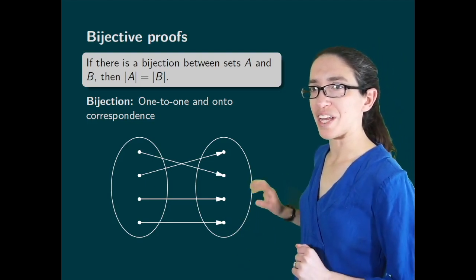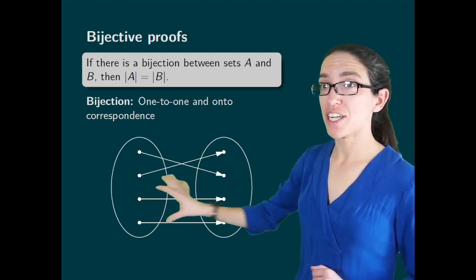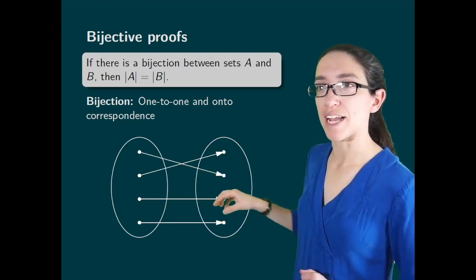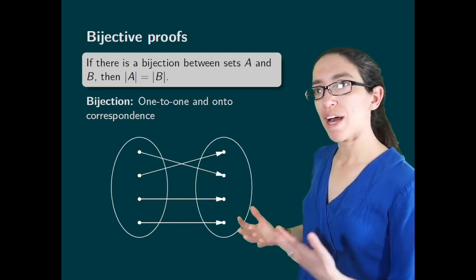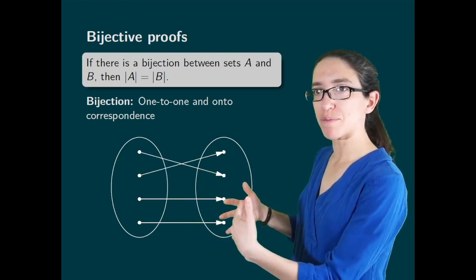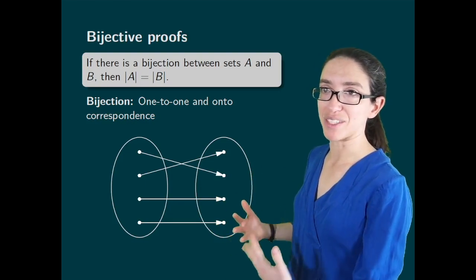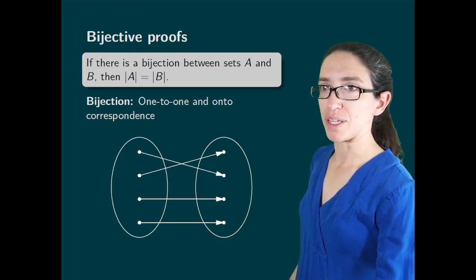If we get rid of that point, now we have two sets that have a bijection between them, and the bijection consists of the arrows that you draw. So once you have a bijection between two sets, it's a perfect matching, and the two sets have to have the same size. So let's see this in practice.